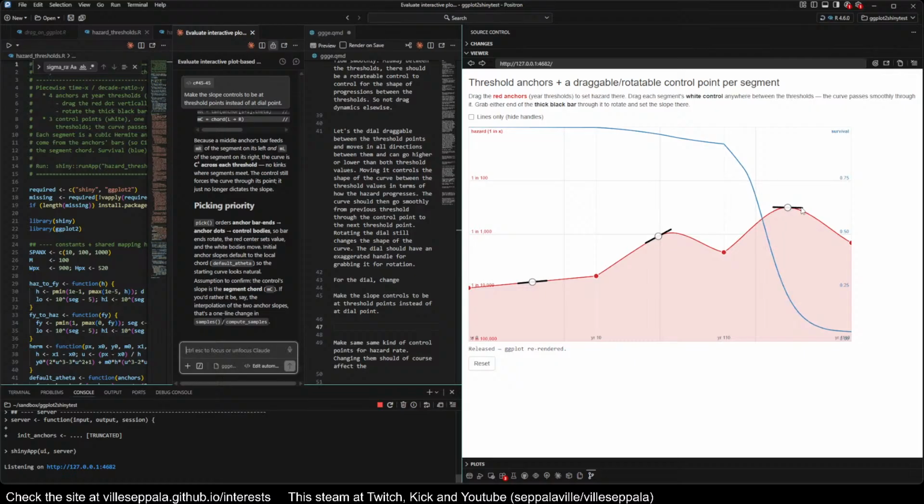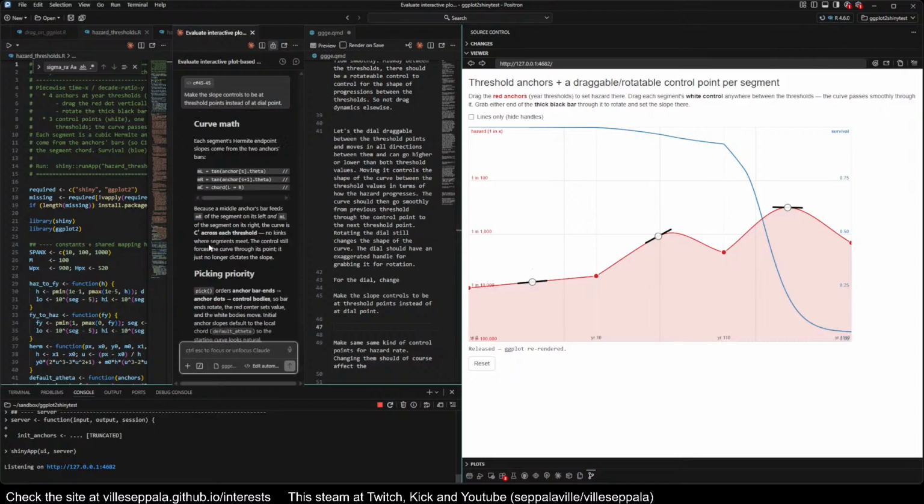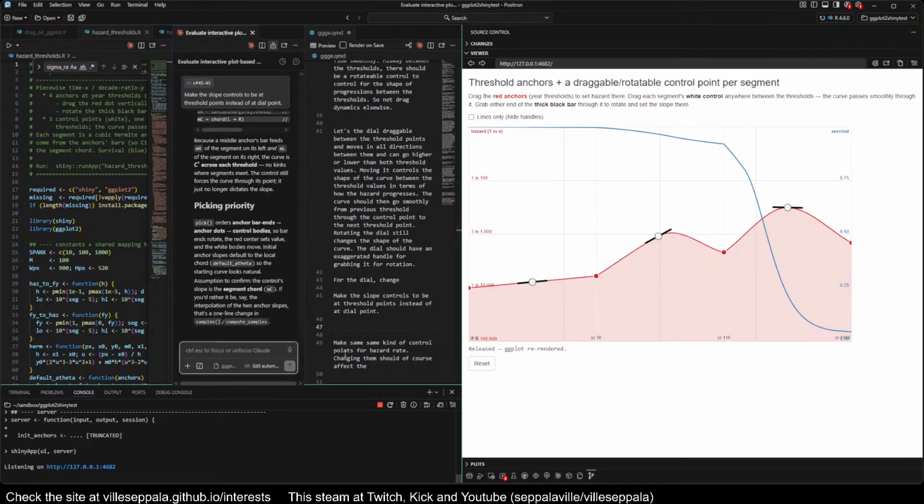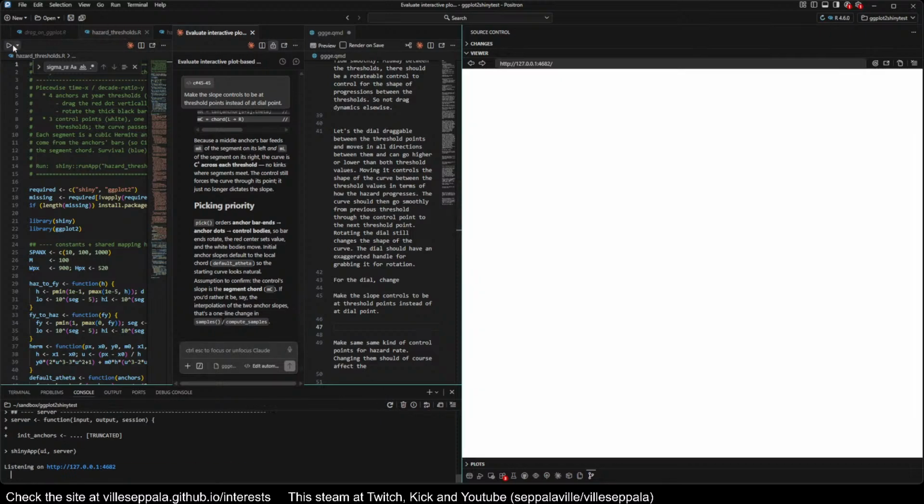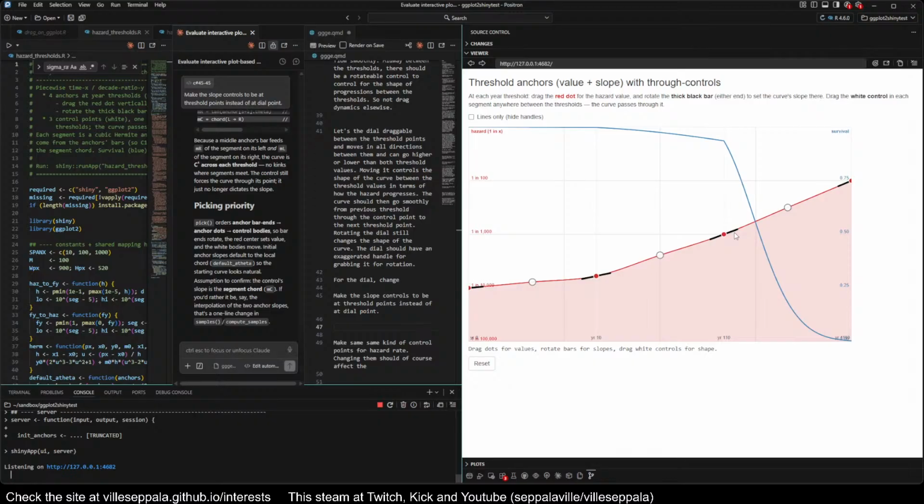Or actually I'm thinking, could you have two slope controls, a slope control for the upcoming slope and then the outgoing slope, would that work? Yeah, this looks pretty cool.